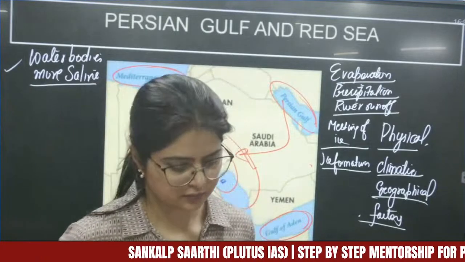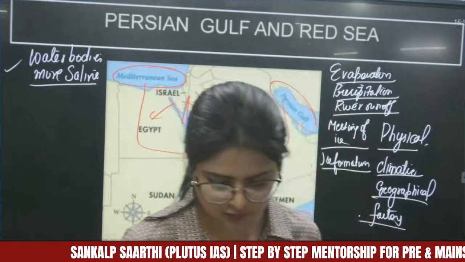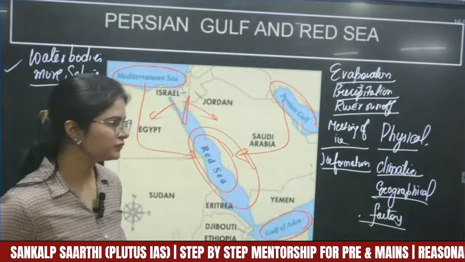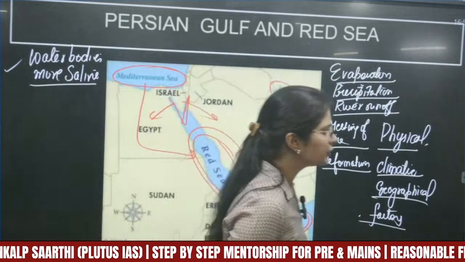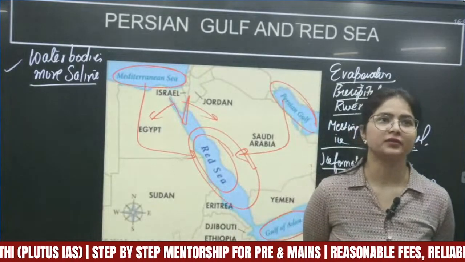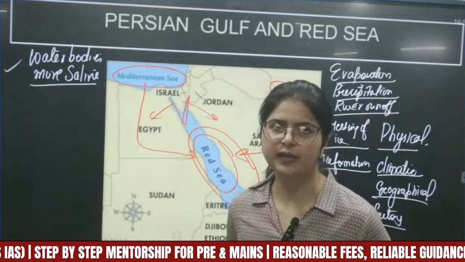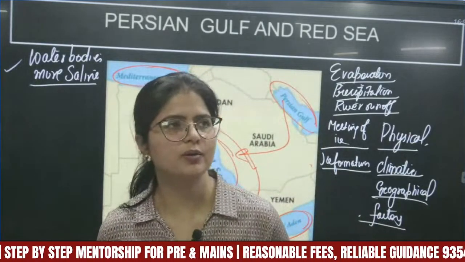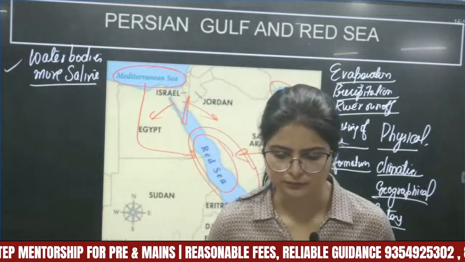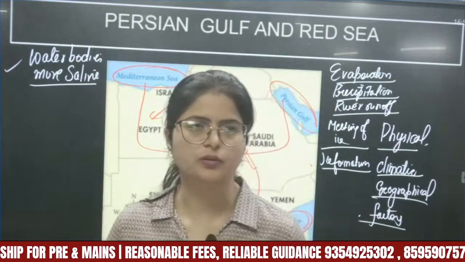Third factor, write down the third factor, river runoff. River runoff we have done already. Freshwater from rivers gets discharged into any water body. It will further dilute the salt concentration. So will the salinity level decrease or increase? It will decrease.